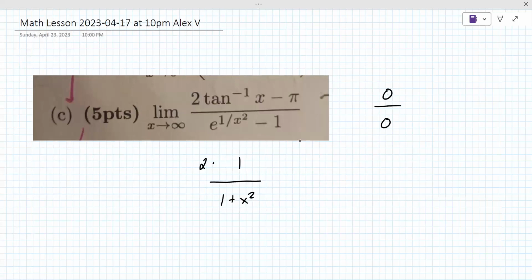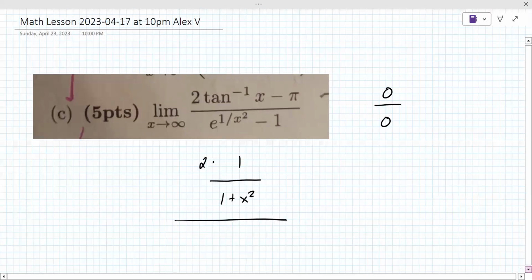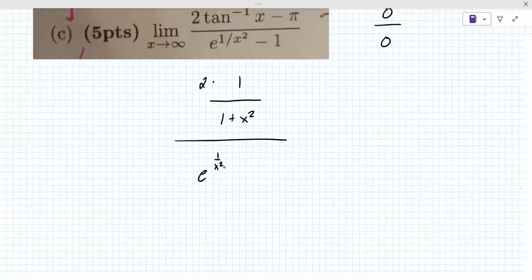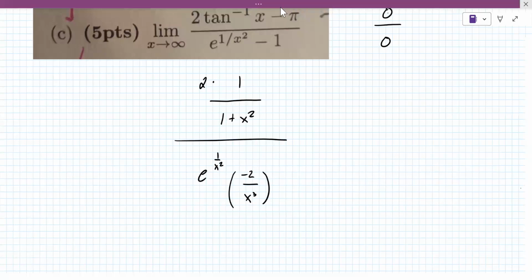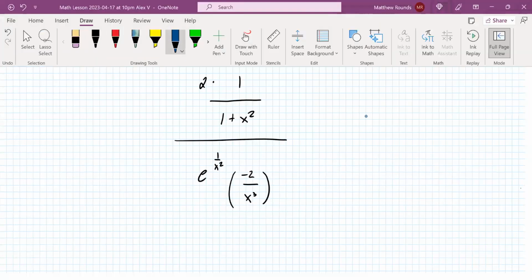with the 2 from tangent. Derivative of the bottom is e to the 1 over x squared times the derivative of 1 over x squared, which is minus 2 over x cubed, like that. And we talked about before a little rearranging here, multiplying the top and bottom by the reciprocal of this.